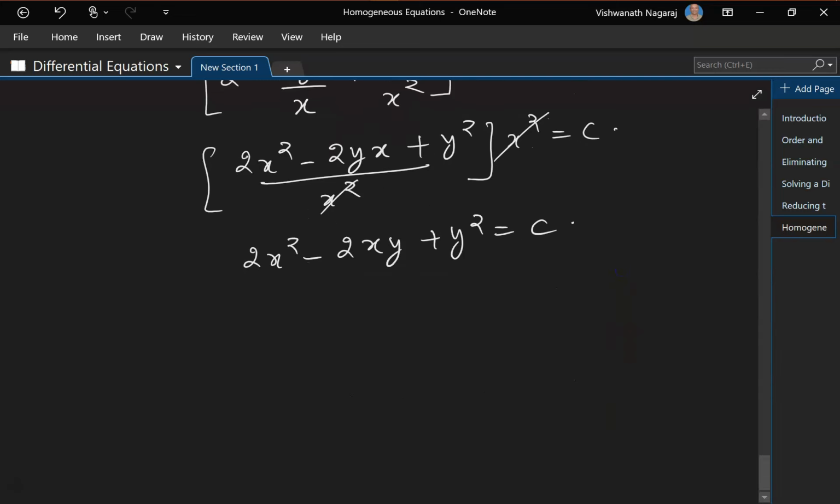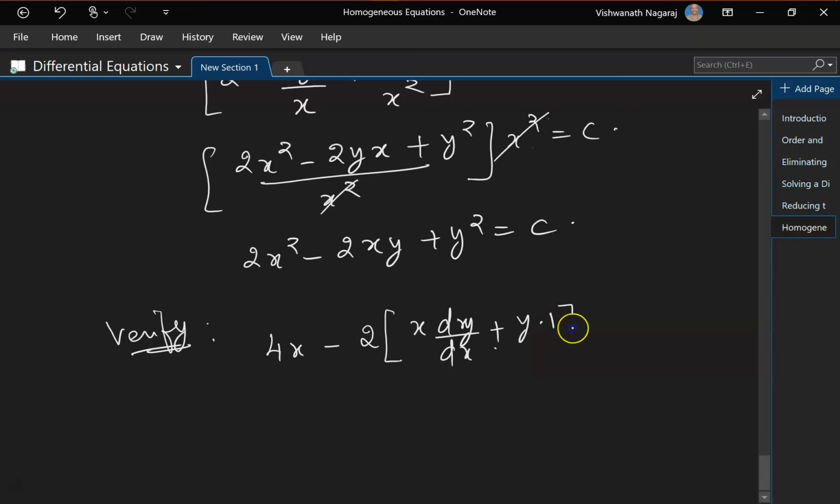Now how do we verify it? How do I verify that this is the correct answer? So just differentiate it. 4x minus 2, product rule, 2, let's take it as common. Let's apply the product rule. So x, let's go for dy by dx form itself. So dy by dx plus, now y as it is and this, plus 2y dy by dx equal to 0.